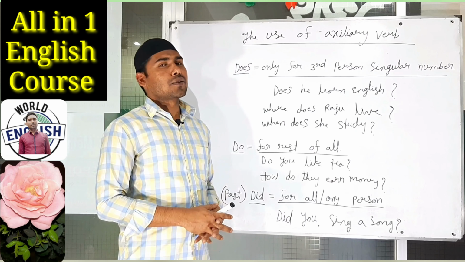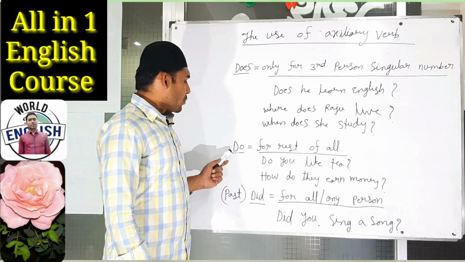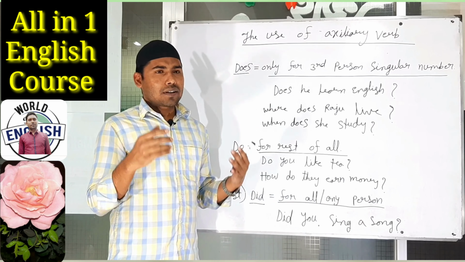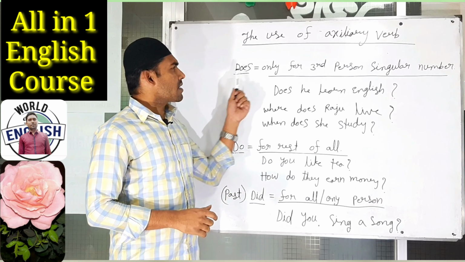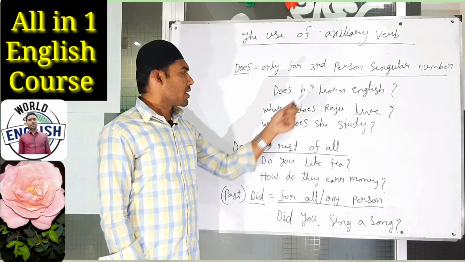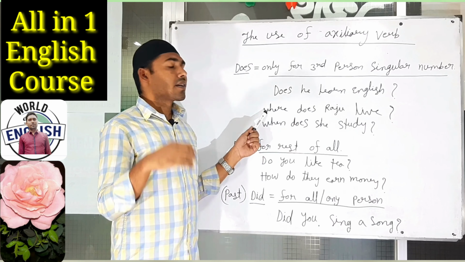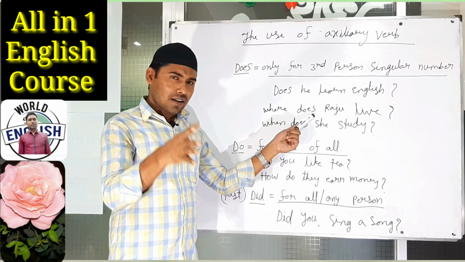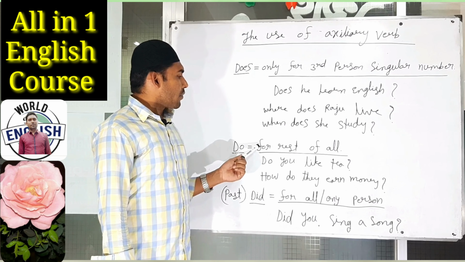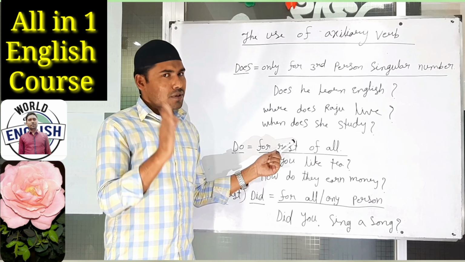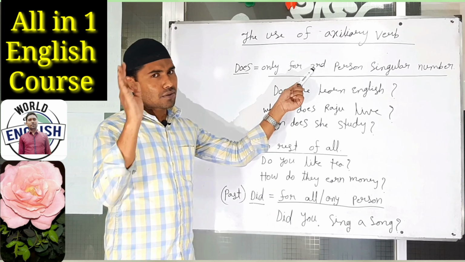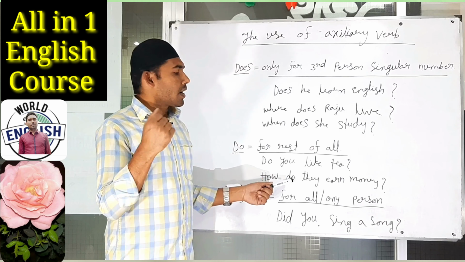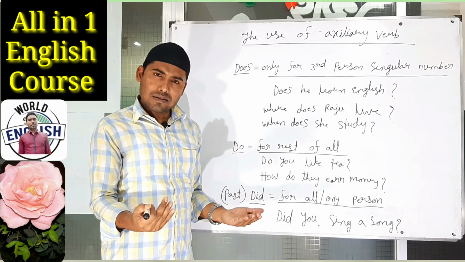So dear friends, you have learned the use of do, does and did. To sum up the lesson, does is only for third person singular number. Suppose, does he learn English? Where does Raju live? Yes, he learns English. Raju lives in Dhaka. And do is used for the rest, without third person singular. Suppose, do you like tea? Yes, I like tea. How do they earn money? They earn money running a business.